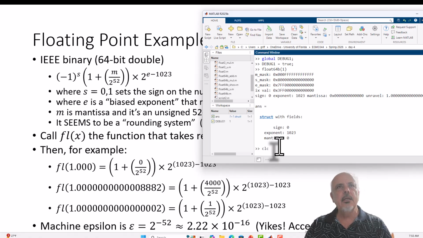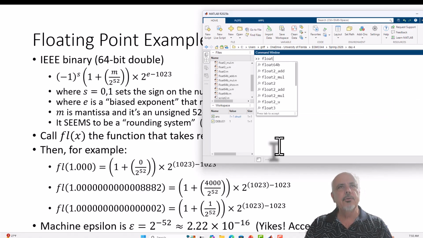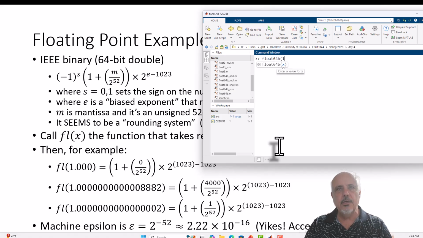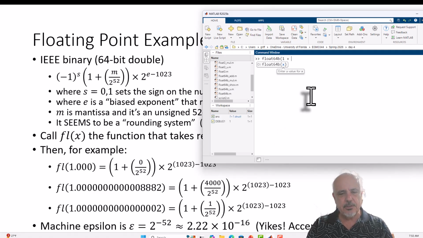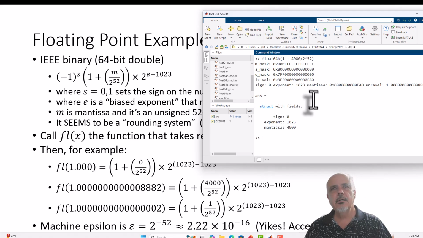Clear command. Let me do a float64b. Let me do the next one, which is 1 plus 4,000 divided by 2 to the 52. So let's give that a shot. 4,000 decimal divided by 2 to the 52 power. Let's see what that looks like. Okay, so the mantissa is 4,000 decimal. That's what we thought there.